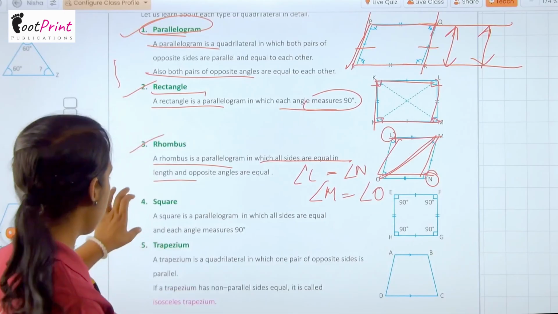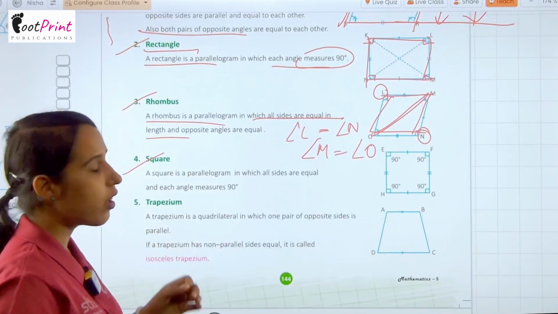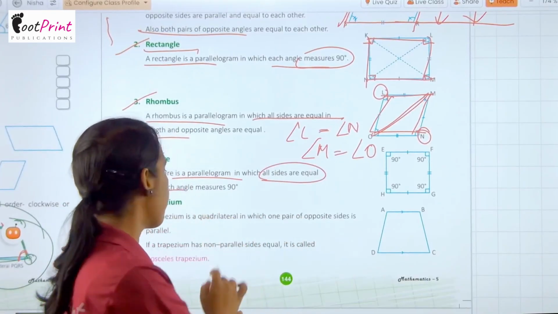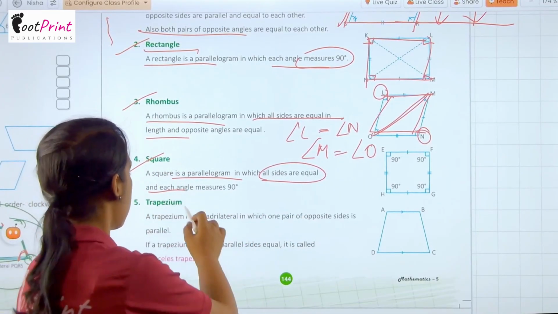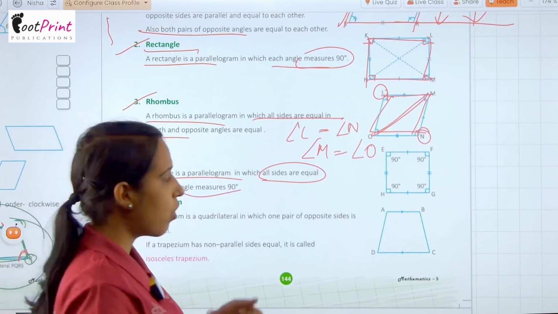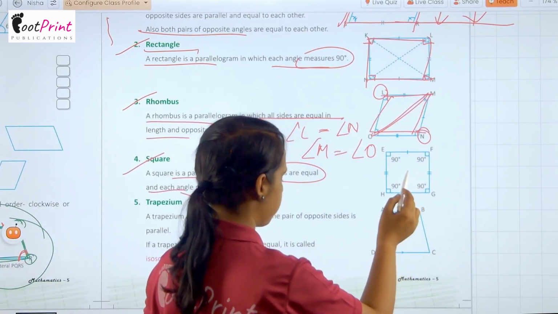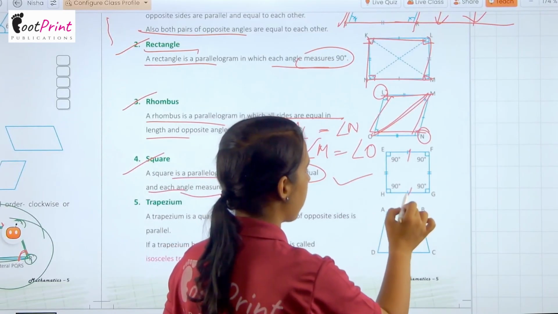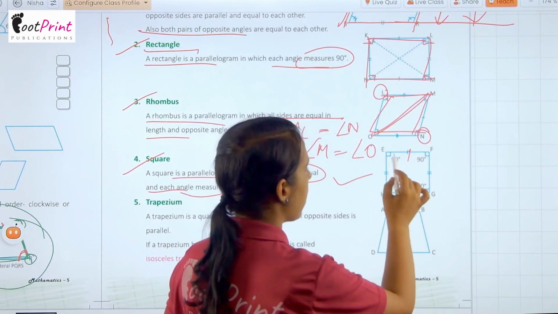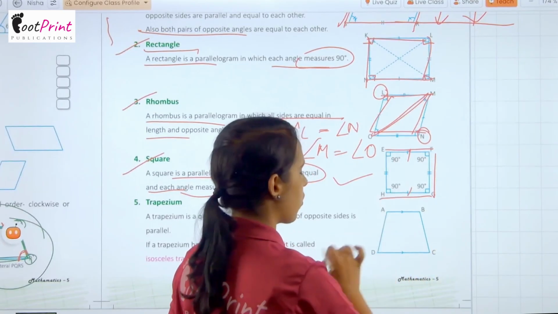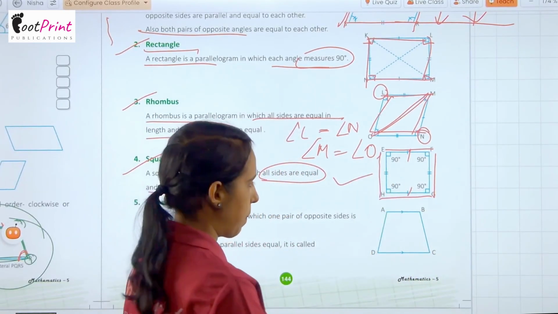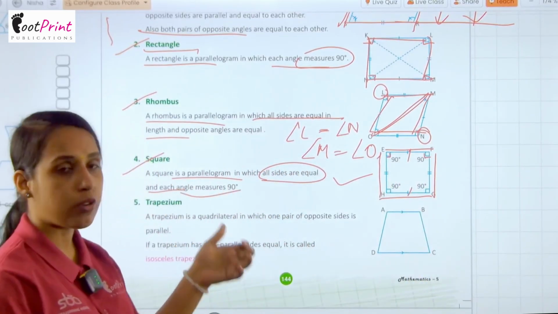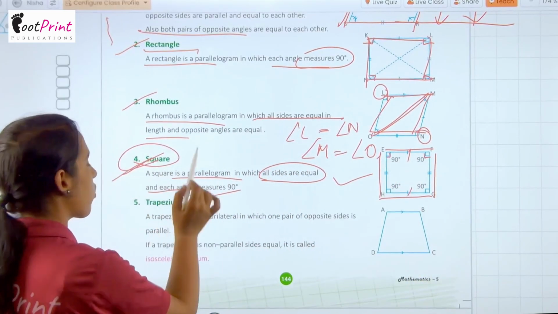Now square. So what is a square? A square is also a parallelogram in which all the sides are equal, and each angle measures 90 degrees. So this figure is also a quadrilateral, but in this all the sides are equal. We can say EF equals FG, FG equals GH, GH equals HE. And each angle of this quadrilateral will be equal to 90 degrees. So we can say that one is a square.